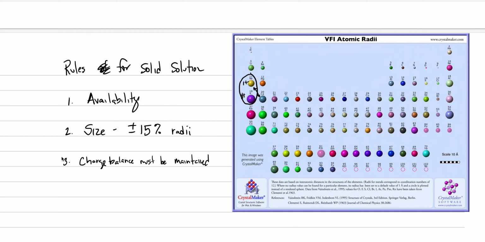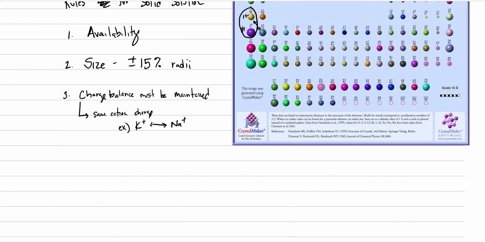And there's 3 ways that you can do this. One is if the charge of the cations is the same. So let's say same cation charge. And our example for that one we've already done. That one is potassium plus exchanges for sodium plus. There's not going to be any problem in charge balance because they're both just 1+. But what about sodium and calcium? Well, in that case, one's a 1+ and one's a 2+.